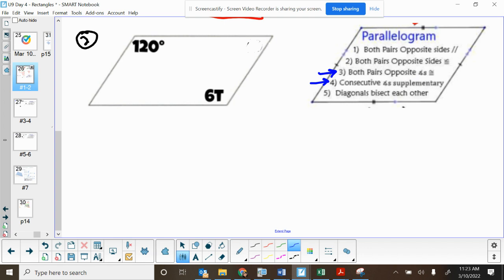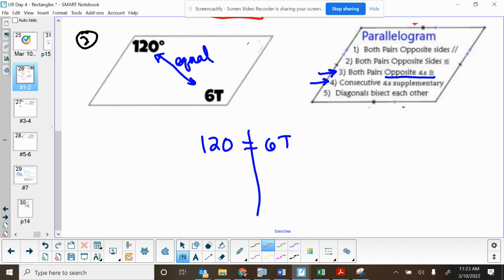And in this case, we have opposite angles. So we know that they are congruent or equal. And so I can just say 120 equals 6T. And then I can just divide both sides by 6. And I will get that T equals 20.